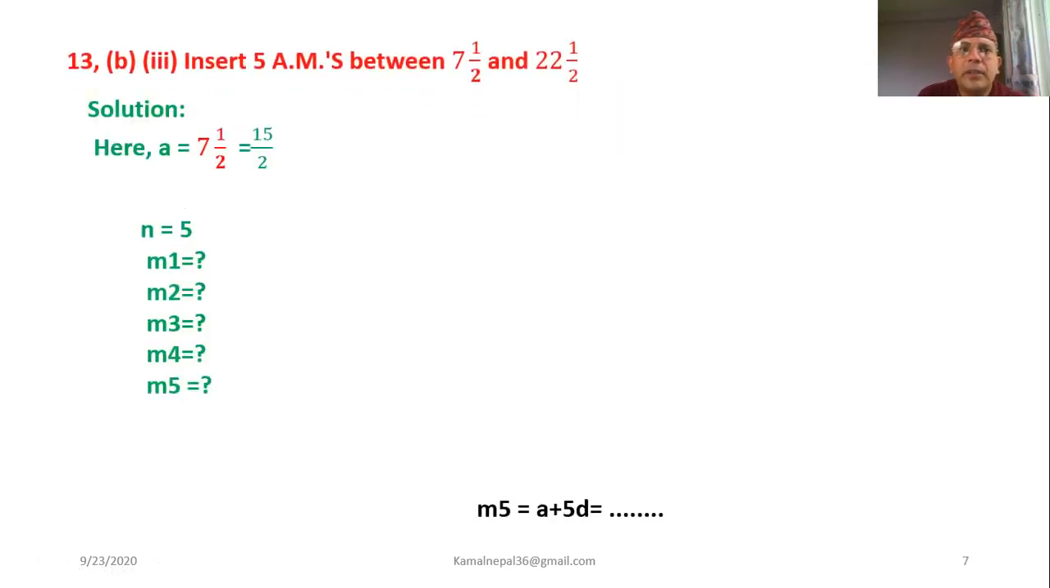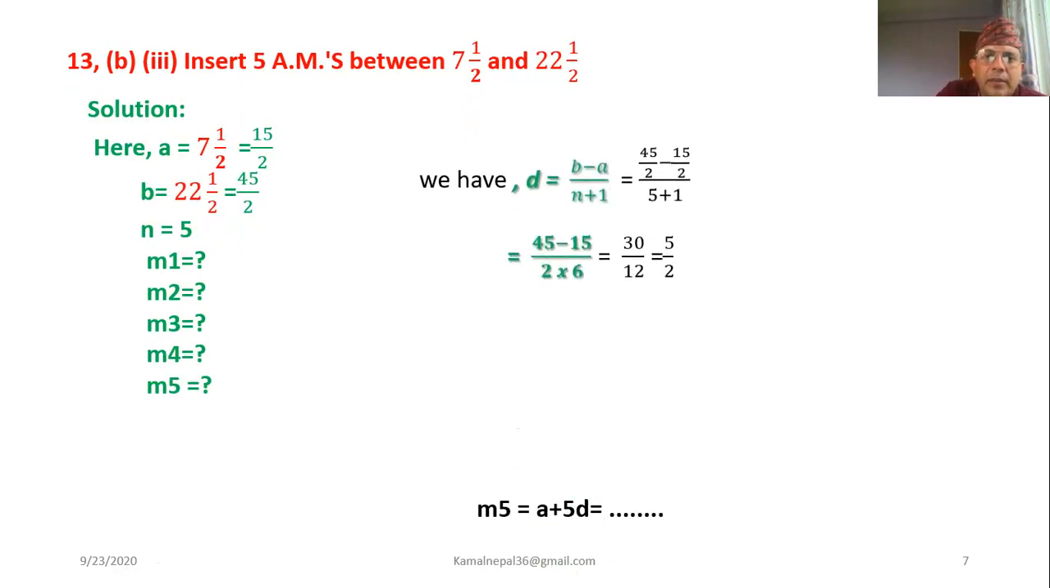Now another question, the third question: insert 5 AMs between 7 whole 1 by 2 and 22 whole 1 by 2. Solution: a is equal to 7 whole 1 by 2, which is 15 by 2, and b is equal to 22 whole 1 by 2, which is 45 by 2. Then d is equal to (b minus a) by (n plus 1). It is (45 by 2 minus 15 by 2) divided by (5 plus 1). So you got 5 by 2. Your d is 5 by 2.